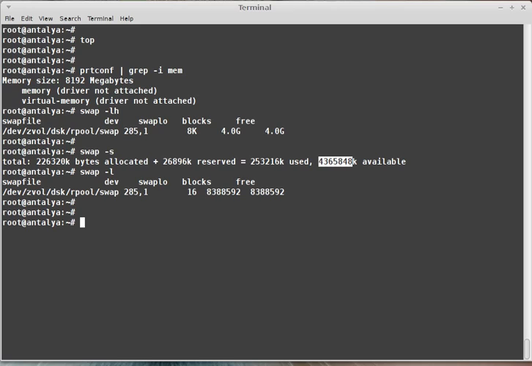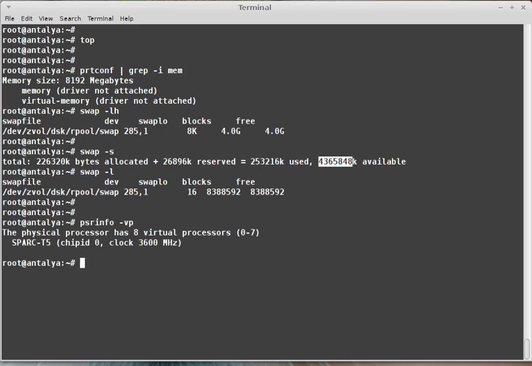Now I will show the CPU information, CPU thread and socket and core information. I will show you psrinfo minus v. Yeah, you have 8 virtual processors in your system, which means you have 8 threads on your system.